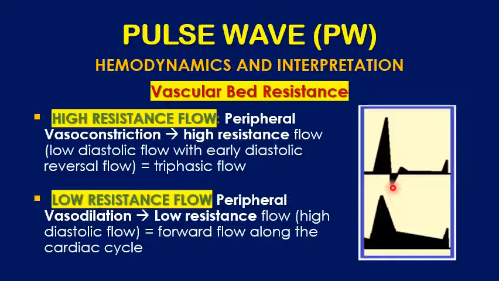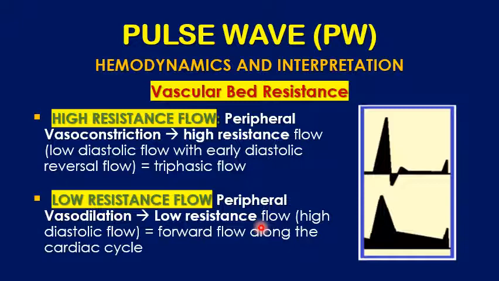Okay, so this kind of flow we call triphasic, because we have systole, early diastolic reversal, and then late diastolic forward flow. So this is what we call the high resistance. The other kind of flow, which is called the low resistance, happens when there is peripheral vasodilation. There is a low resistance. The arterioles are not opposing the flow.